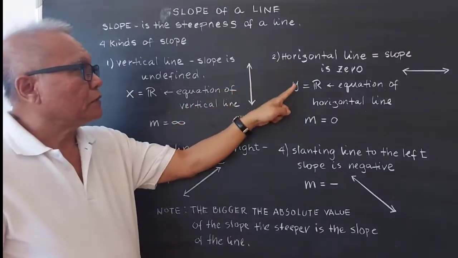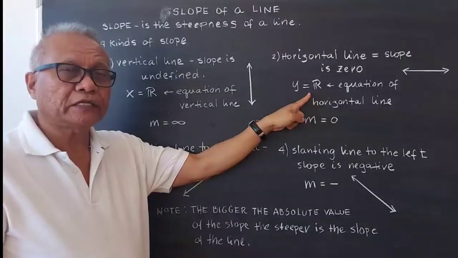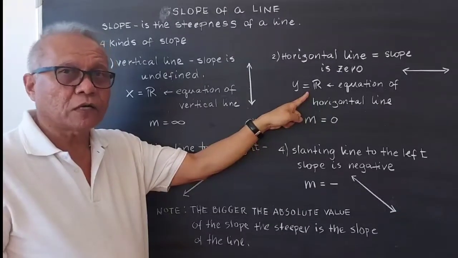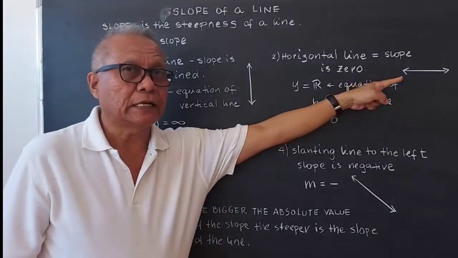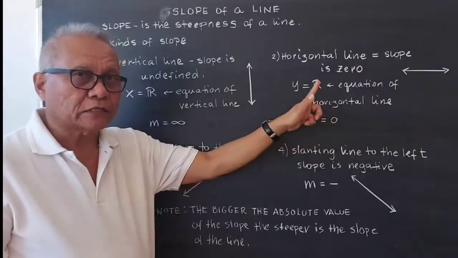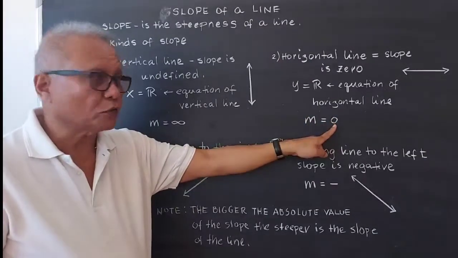The second one is another single letter: y is equal to any real number. This is the equation of our horizontal line. We will need this one also because the slope of our horizontal line is 0. So we will use that one.